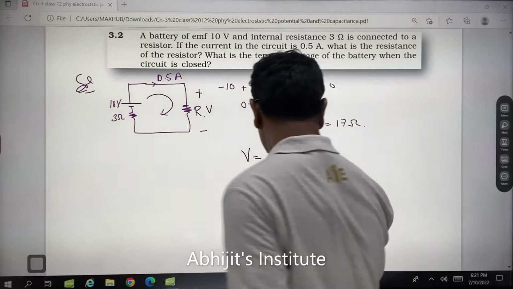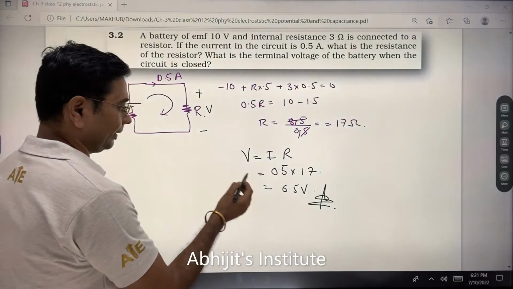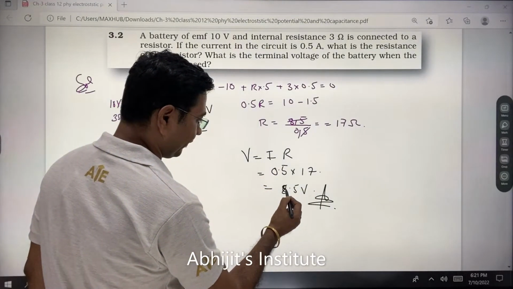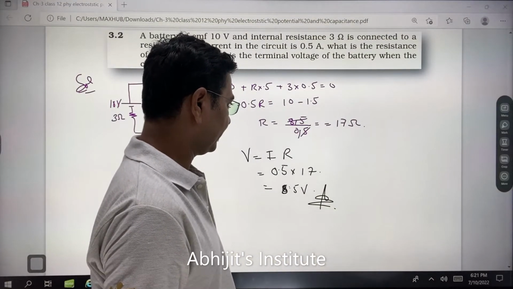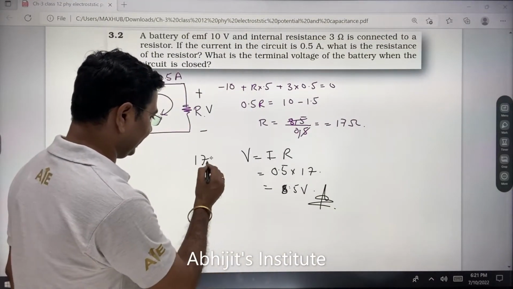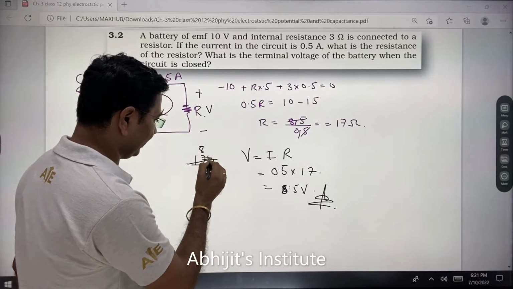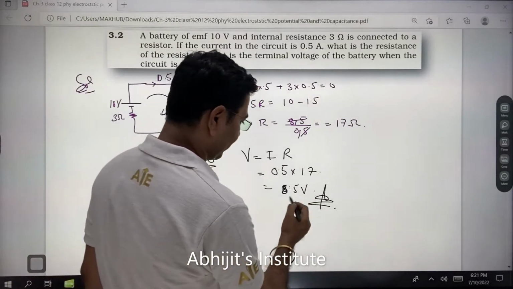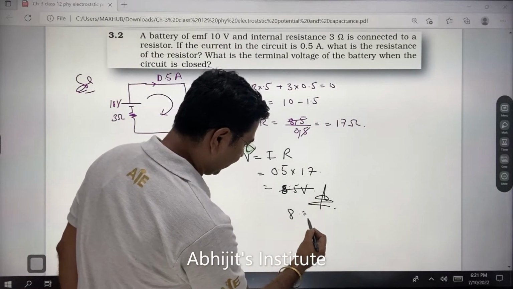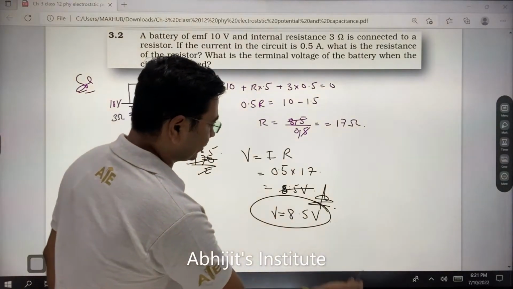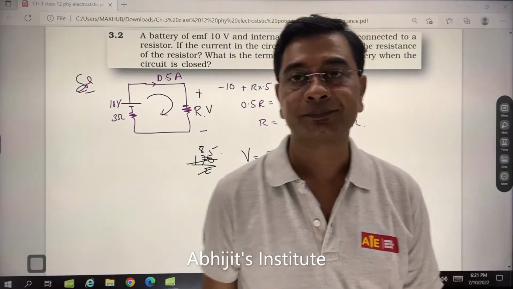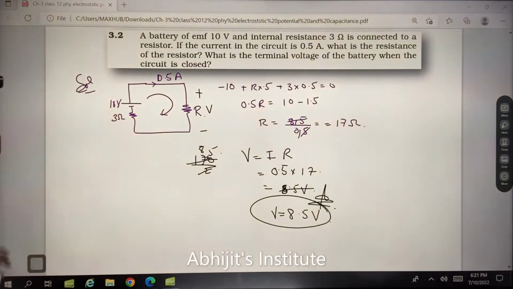Not 6.5, why 6.5? 0.5 times 17, so 8.5. Right. Check the result please. 8.5. 170 divided by 2, that is 85. Yes, you're going to get 85. So 8.5 volts, 85 and one decimal comes in. So this is the terminal voltage, correct? Okay, so that is one part done.